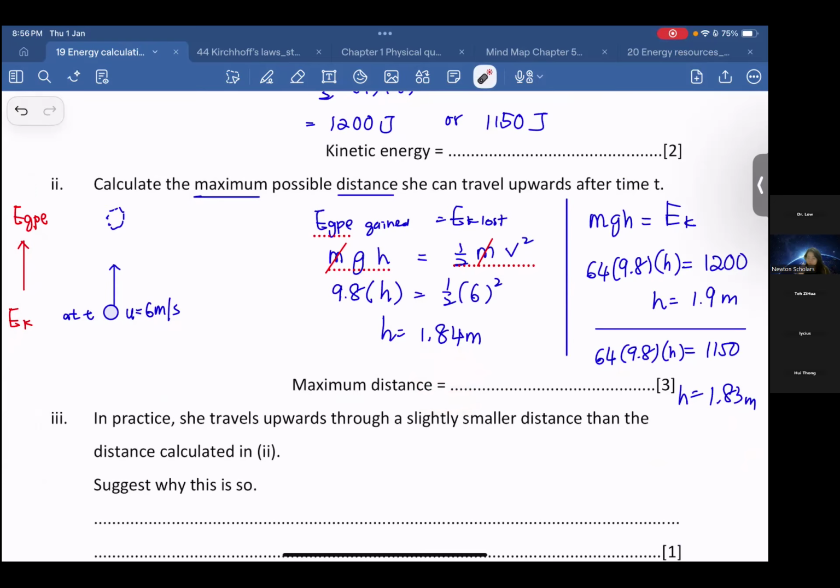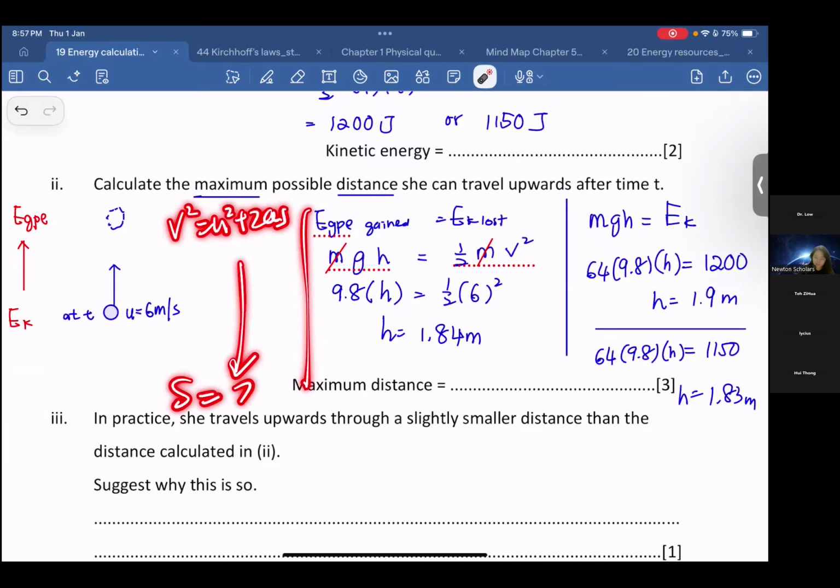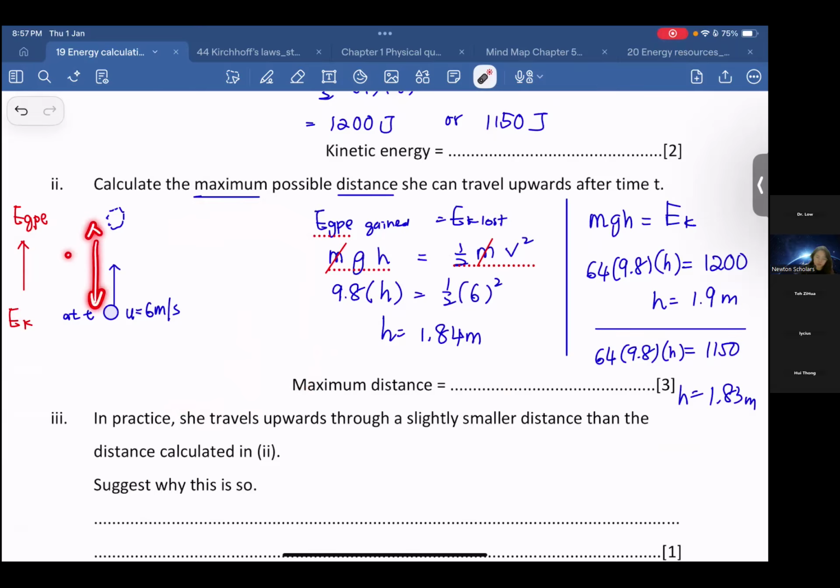Okay, so this 1.9 is because here we already rounded one time to two significant figures. Okay, if you want to try v squared equals u squared plus 2as, you will get the same answer for the s. The s is the distance traveled, actually it's our height lah. Okay, until here, any questions?